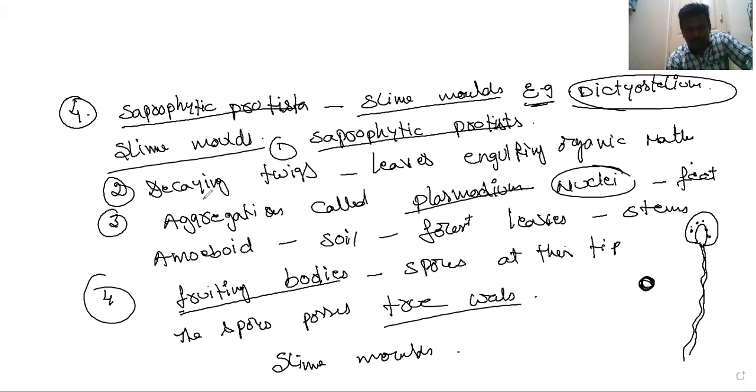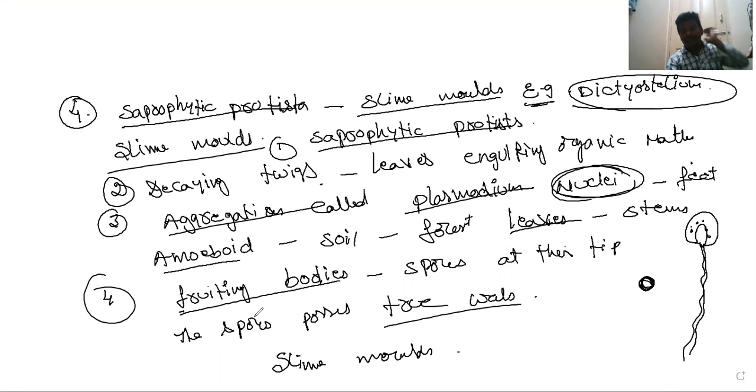Generally, their body moves along decaying twigs and leaves, engulfing the organic matter. Under favorable conditions, they form an aggregation. Those aggregations are called plasmodium, which contains thousands of nuclei. It may grow and spread several feet long, moving like an amoeba on the soil of a forest, on leaves and on plant stems.